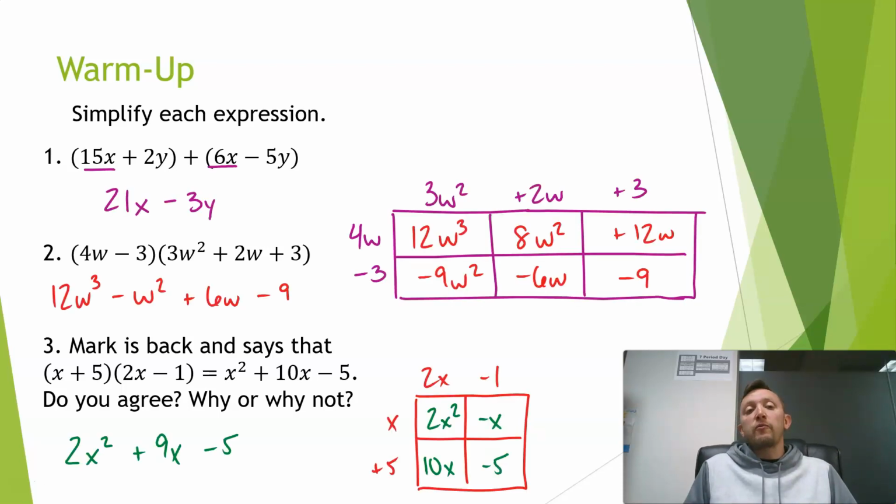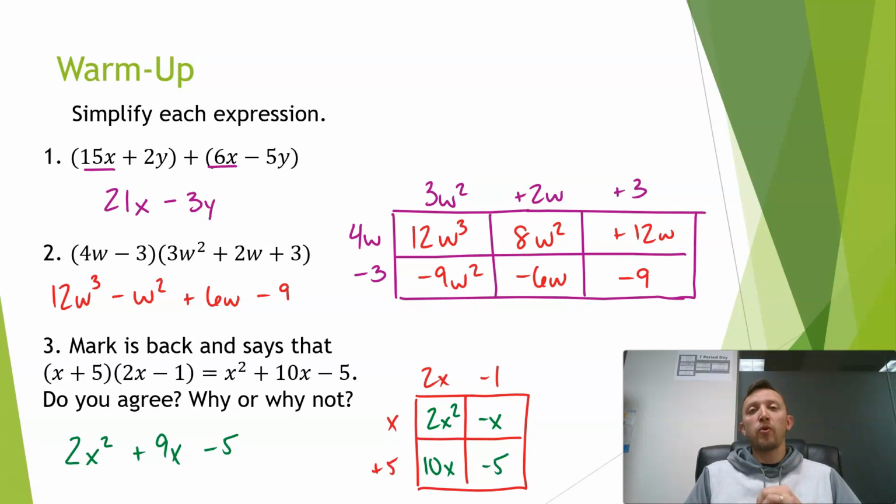For that first one, when we're adding polynomials, remember we can just combine like terms. We see the 15x and 6x. Those we can combine to be 21x. And then 2y minus 5y, those we can combine to be negative 3y. Now for the other one, we're going to multiply those together. You can use the box method. So we'd have 4w minus 3 times 3w squared plus 2w plus 3. And when you add those together, we get some like terms that are diagonals this time, and you end up getting 12w cubed minus w squared plus 6w minus 9. Make sure your answers are in standard form.